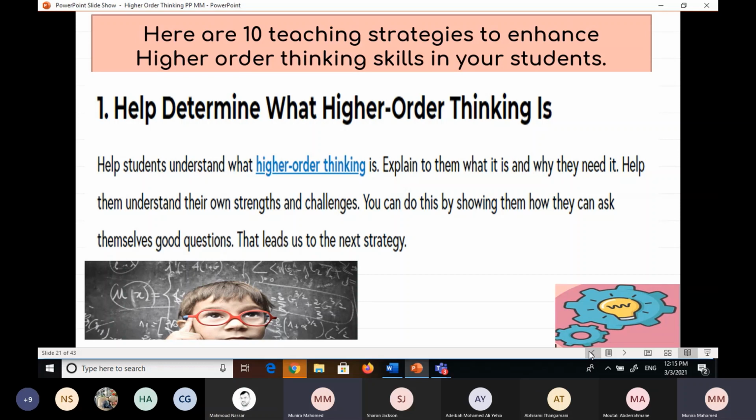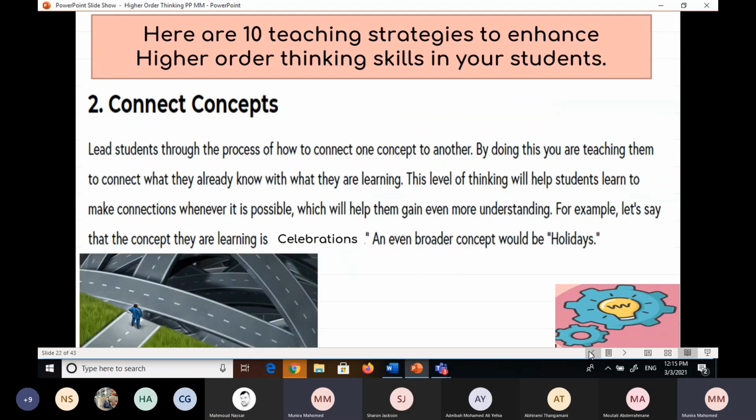Often we tell students that we need to do higher order thinking, but honestly, they don't know what that is. They think it's some kind of thinking, but they don't understand what it entails. So we need to explain it to them, what it is and why they need it. Help them understand that they have strengths and they can overcome their challenges just by thinking about something a little bit more. You can do this by showing them how to ask good questions themselves, right? That will actually lead us to my next strategy that I'm going to share with you.